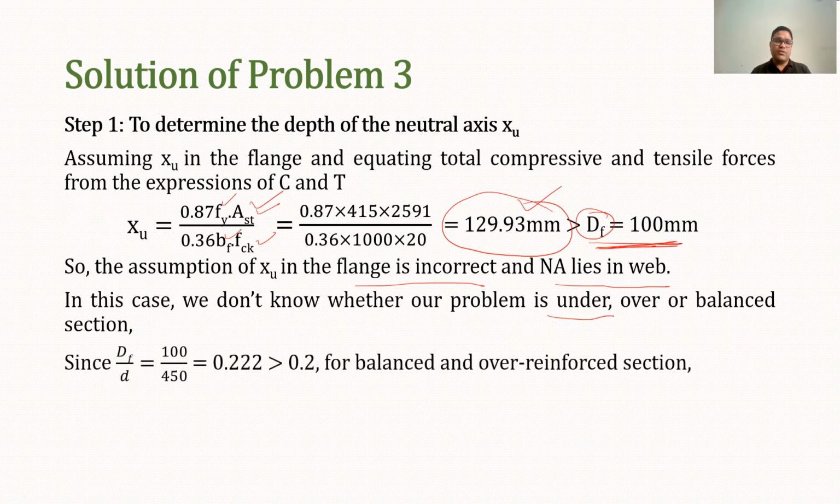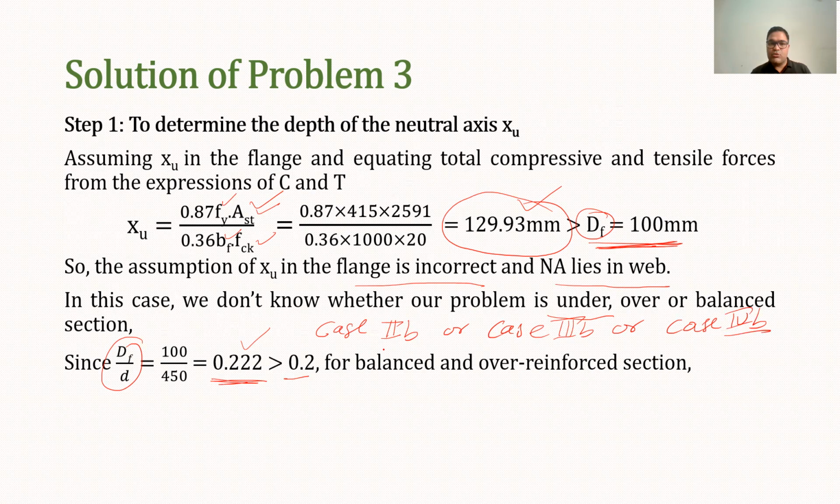So first of all, we will find the DF by D ratio. Now we know that the DF by D ratio is 0.222. That is what we found in the second problem also, so this will be the same value. DF by D ratio is greater than 0.2. It means our case for this problem can be case 2B, case 3B or case 4B.